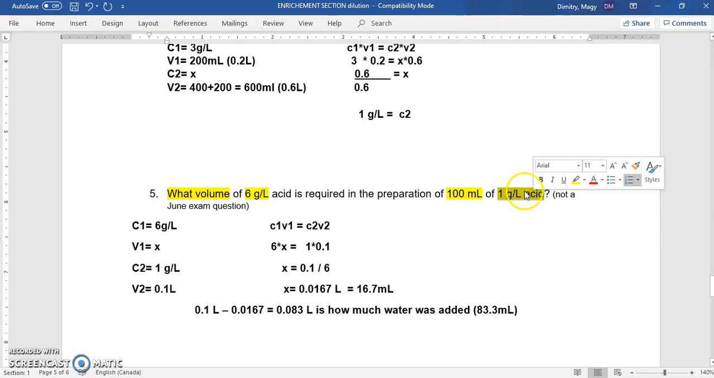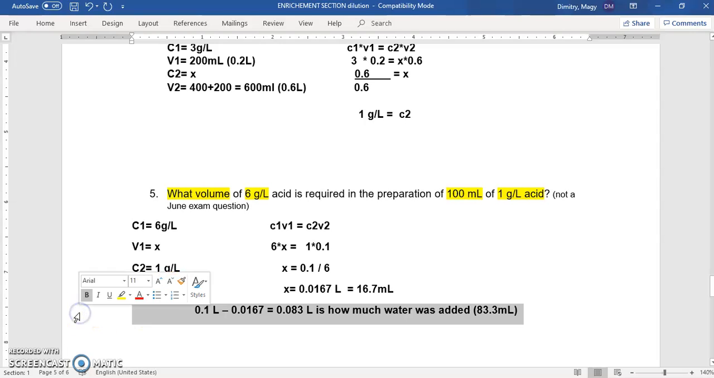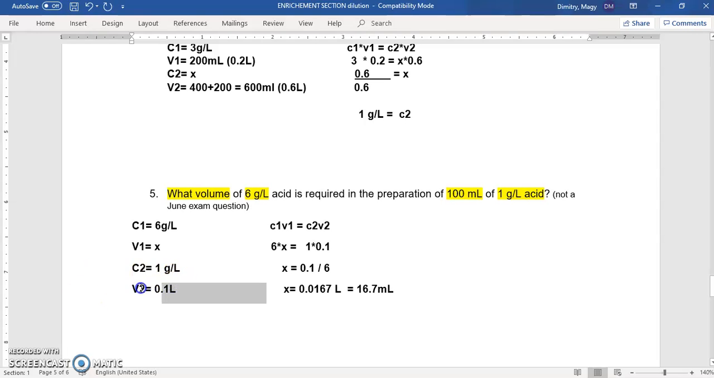our final situation. So this is where I can write down these two under the second situation, which is 1 gram per liter would be C2 and 100 ml would be V2. Again, taking care, looking at the volume, the volume here is 0.1 liters, okay? And it says 6 gram per liter is my starting point. 6 gram per liter comes here, C1. And now I need to know how much V1 did I have at the beginning.